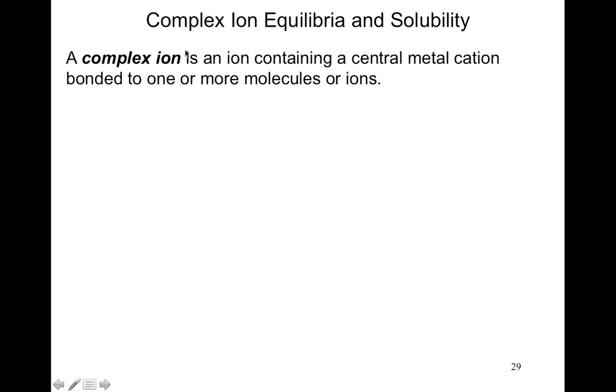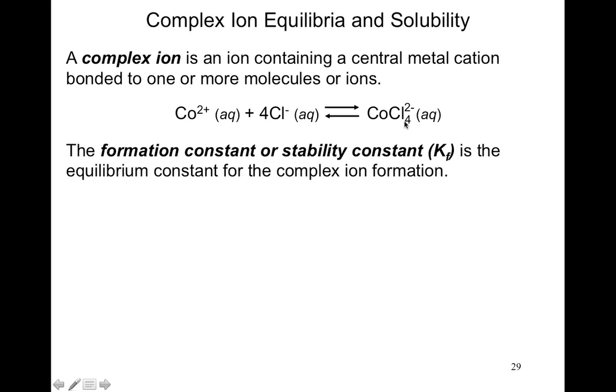So, complex ion equilibria and solubility. A complex ion is an ion that contains a central metal cation, and it's bonded to one or more molecules or ions. So here's cobalt chloride, it's a complex ion. And we use a Kf for these. This is called the formation constant. Some people call it the stability constant. It's the equilibrium constant for that complex ion formation. And just like all the other equilibriums we've done, it's product or products divided by reactants.